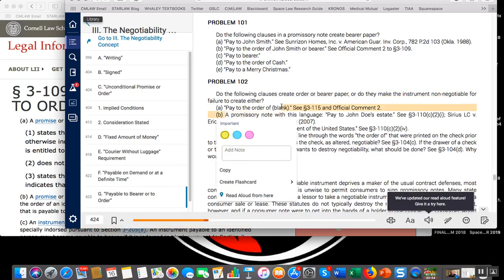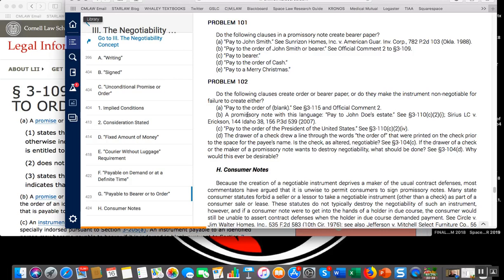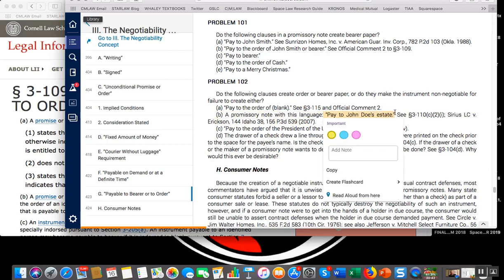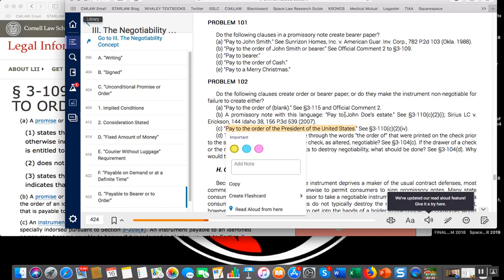Pay to the order of blank, it's bearer paper, as we were just reading. If there's no payee, it's bearer paper. Promissory note with the language, pay to John Doe's estate, not bearer paper. There's no order language. Pay to the order of the President of the United States. Yes, it's order paper. That's fine. And it's going to be payable by the person who holds that office under 3-110(c)(2)(A). Whoever's President of the U.S. will be able to be a holder of that paper.